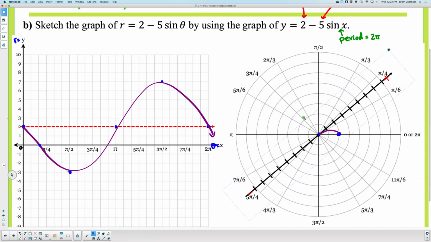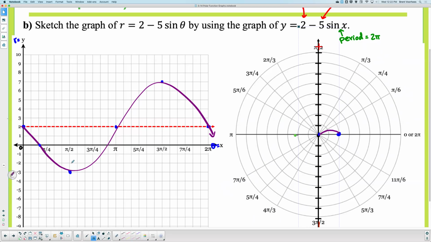And then what's going to happen? It's going to go to pi over 2. By the time we get to pi over 2, what's our value? -3. Now, negative means go towards it or away from it? Away. So we need to go down 3 units. Down 3 units, 1, 2, 3.